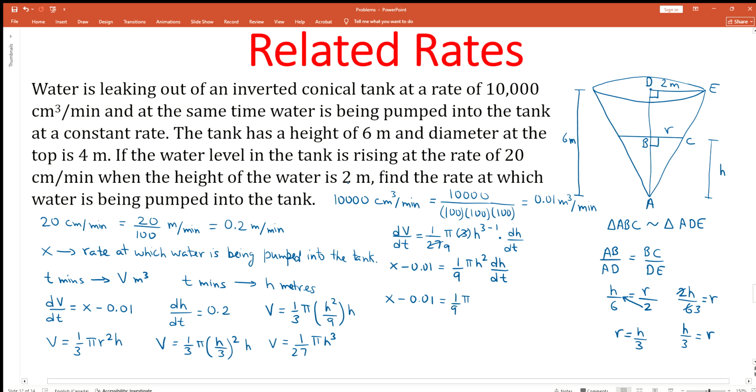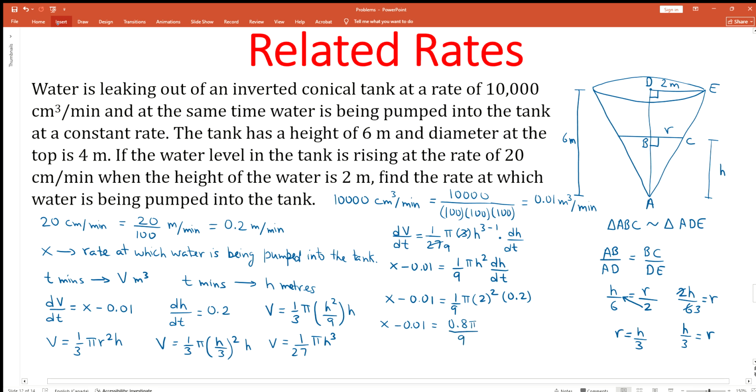As per the problem, the water level in the tank is rising at the rate of 0.2 meter per minute when the height of the water is 2 meters. So we should replace h with 2 and dh over dt with 0.2. 2 square is equal to 4. 4 times 0.2 is 0.8. So I get 0.8 pi over 9.